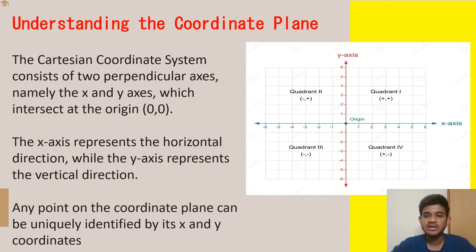And in the first quadrant, both x and y are positive. And in the second quadrant, x is negative and y is positive. And in the third quadrant, both x and y are negative. And in the fourth quadrant, x is positive and y is negative.